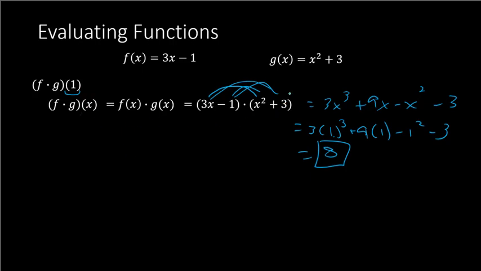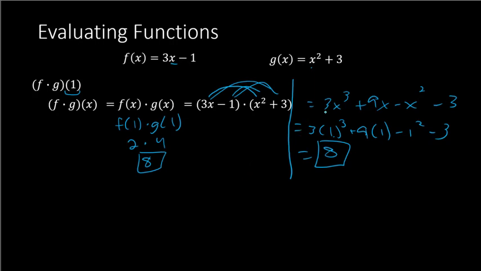The other way of approaching this is we could do right here at f of x times g of x, we can plug in the 1 right here to get f of 1 times g of 1. And f of 1, just plug a 1 in for x right there. 3 times 1 minus 1, that would be 2. And then g of 1, you plug a 1 in for x, we have 1 squared plus 3, that would be 4. And then 2 times 4 is 8. So either way, we get the same answer. You can use either approach when you multiply the functions.